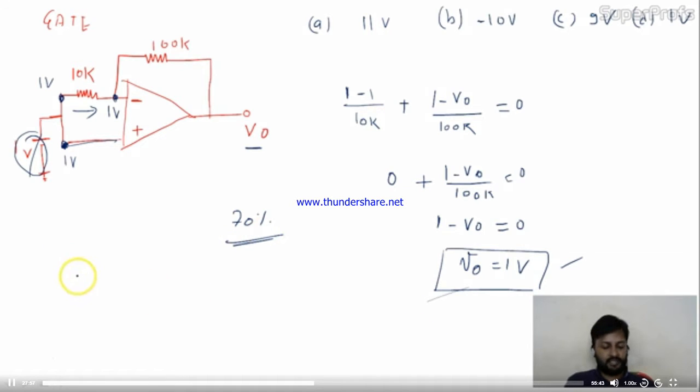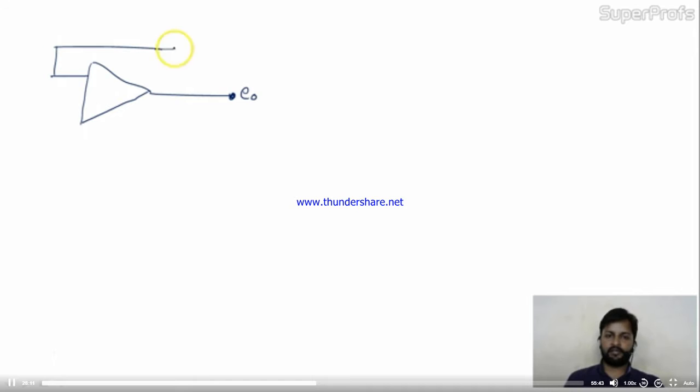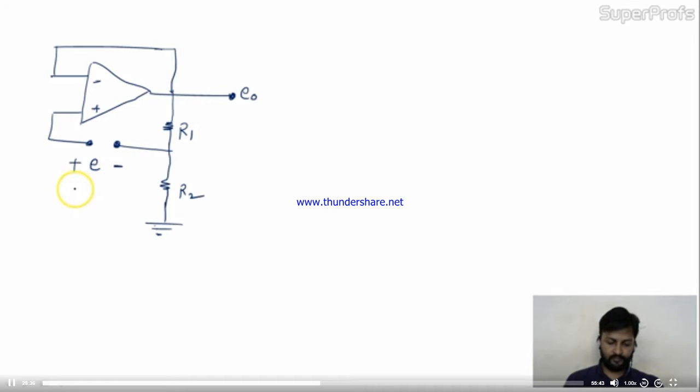Okay, let's take another problem. The problem is given like this: the op-amp circuit, output E0, negative feedback, minus, this is plus over here, connected to R1, further connected with R2, and R2 is grounded. Over here the voltage difference is E1.